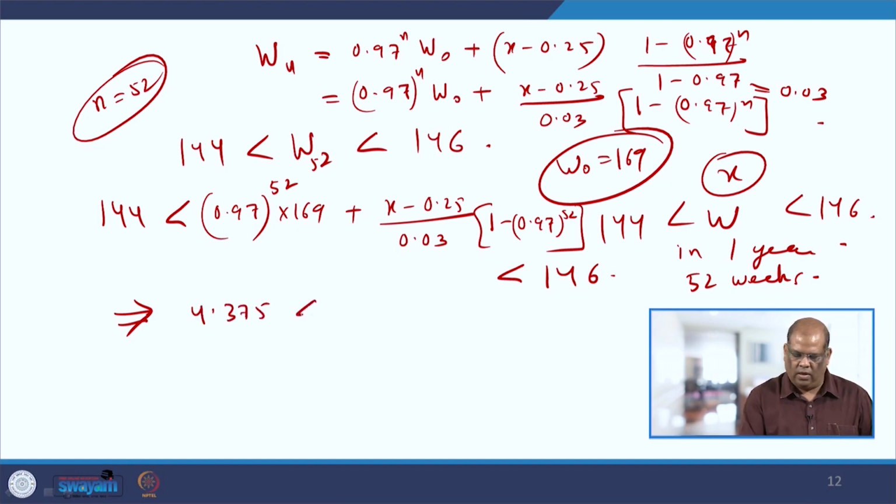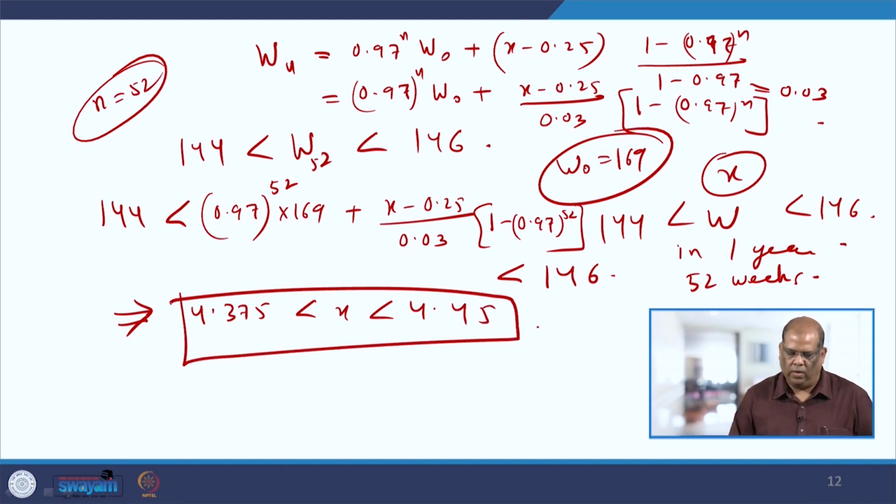4.375 to 4.45. So, if you take in calories between this, you will be able to bring down your weight to between 144 and 146 from 169.